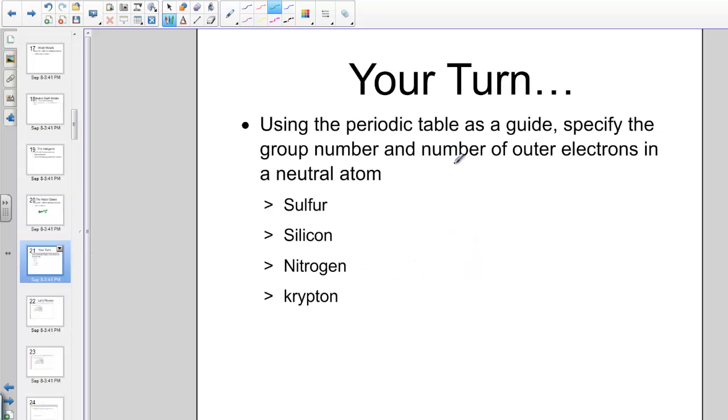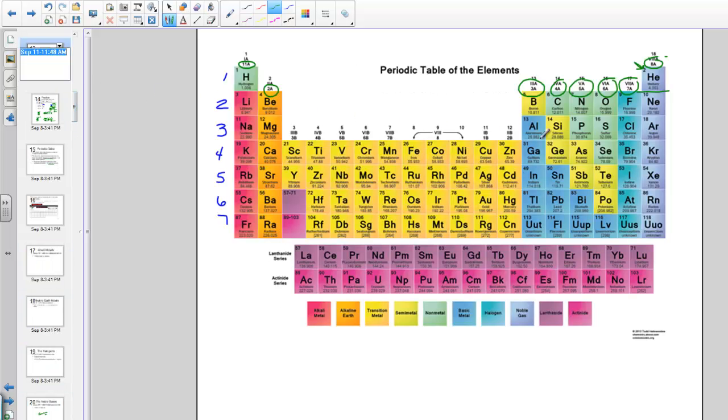Let's practice. Using your periodic table as a guide, specify the group number and the number of outer electrons in a neutral atom. They're going to be the same, aren't they? Let's find sulfur on that periodic table and see if we can use our periodic table to figure out how many valence electrons sulfur has. So you notice here, this is where sulfur is. Atomic symbol is S, capital S. It would have 6 valence electrons because it lives in group 6A, 6 valence electrons.